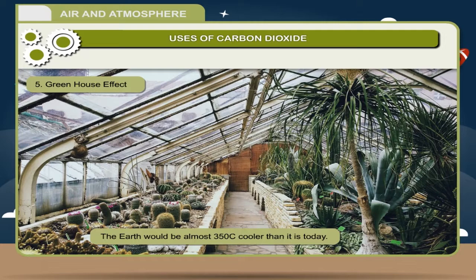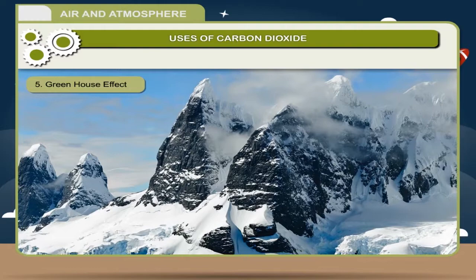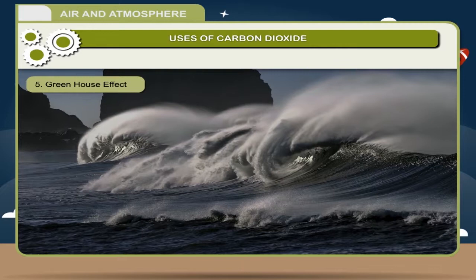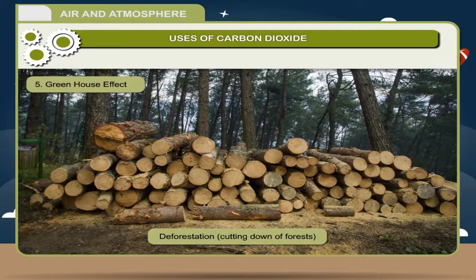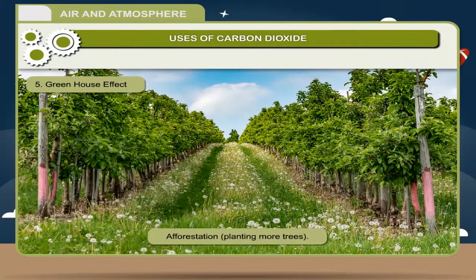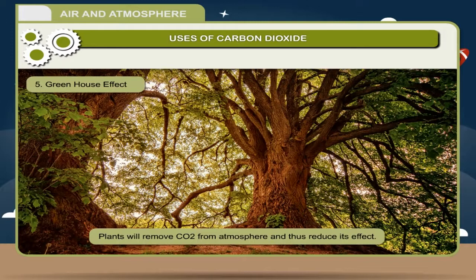Greenhouse effect could lead to melting of polar ice caps, thus raising the sea level and flooding of low-lying coastal plains. We can counteract greenhouse effect by stopping deforestation, cutting down of forests, and through afforestation, planting more trees. Plants will remove CO2 from atmosphere and thus reduce its effect.